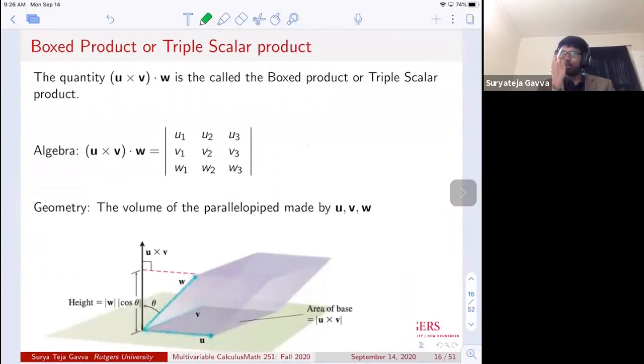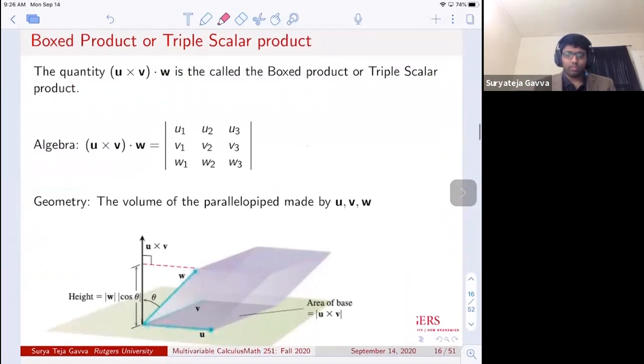Okay. So the next quantity that we would care about in general is called the box product. This is a quantity that uses both the dot product and the cross product to form it.